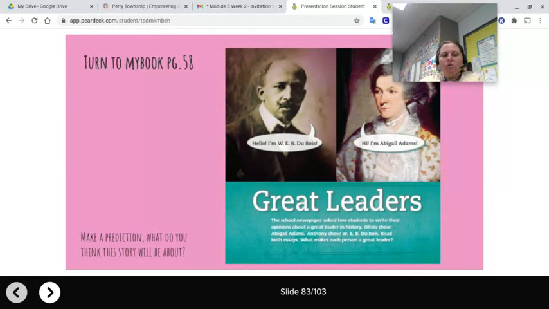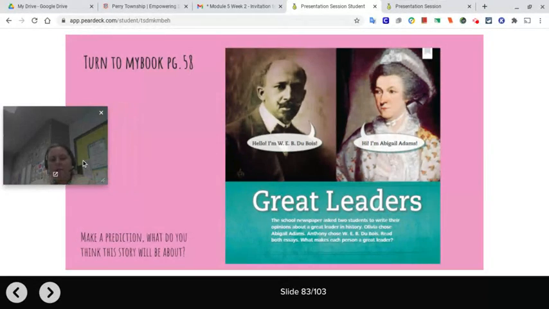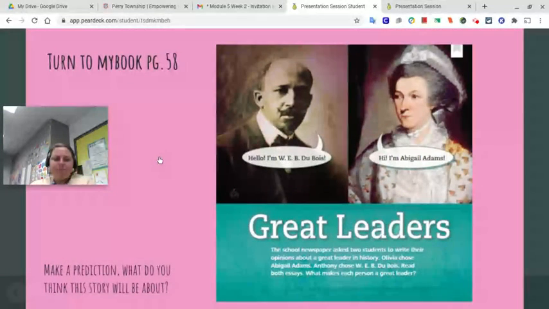While we're on this page, I want you to make a prediction about what you think this story is going to be about just by looking at the cover. I'm going to move over here so you can see it better. Okay, so the first picture says, hello, I'm W.E.B. Du Bois, and the other one says, hi, I'm Abigail Adams. Then underneath it says, great leaders. The school newspaper asked 2 students to write their opinion about a great leader in history. Olivia chose Abigail Adams, and Anthony chose W.E.B. Du Bois. So read both essays, and then what makes each person a great leader.